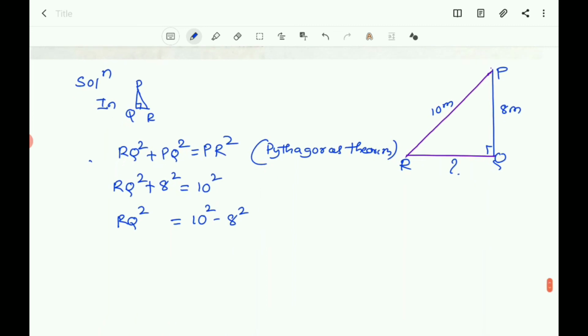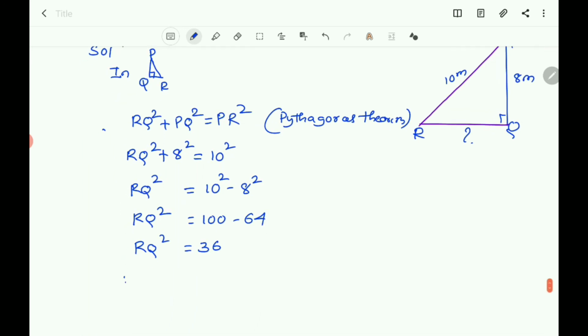So RQ square is equal to 100 minus 64. Then RQ square is equal to 36. Therefore RQ is equal to root 36. So what is the square root of 36? That is 6 meter. How much is it? 6 meter.